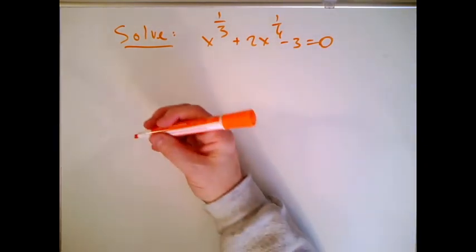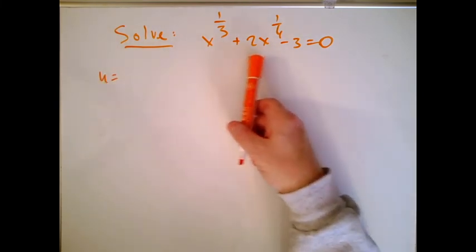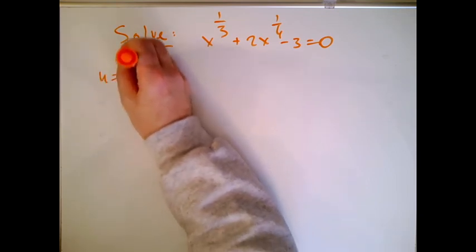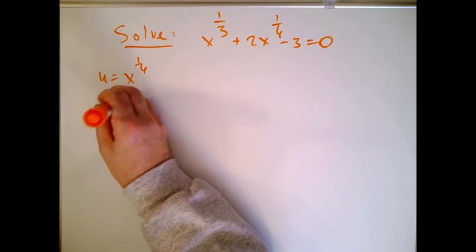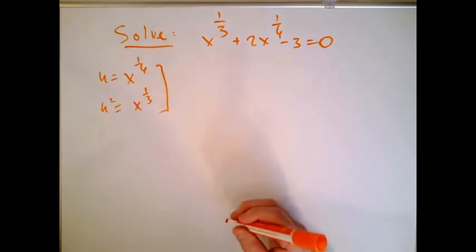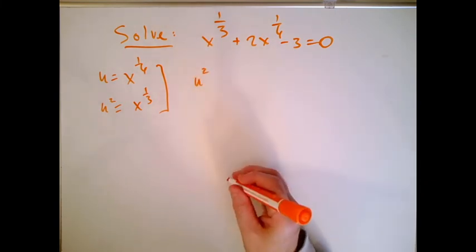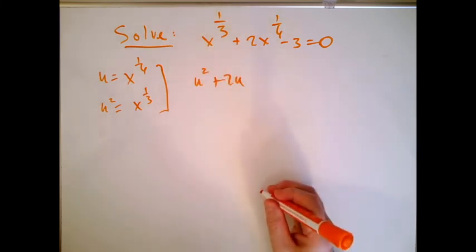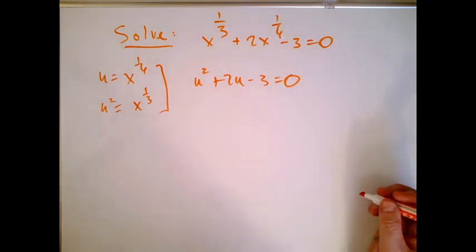What I'm going to do is let u just be equal to the blob, and the blob should be the linear part here. This should be 2 times x to the 1/6, so u is going to be x to the 1/6. We already checked that u squared would be x to the 1/3. And now I'm just going to put everything in. U squared is x to the 1/3, so I get u squared. 2x to the 1/6 would just be plus 2u. Minus 3 equals 0. And now that's a genuine quadratic equation.